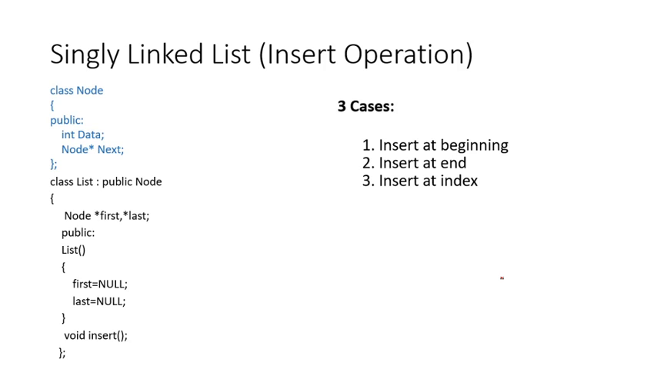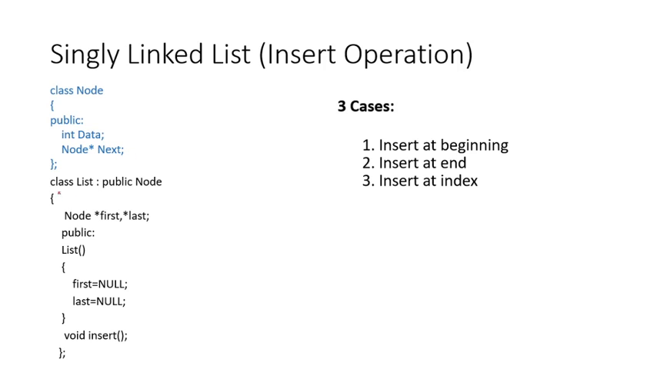As we all know, linked list is a collection of nodes, where each node has two parts. One is the data part and the other is the address part. With the help of this address part, the two nodes are connected to each other.